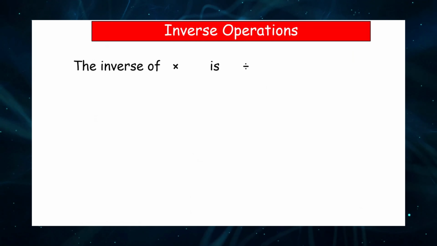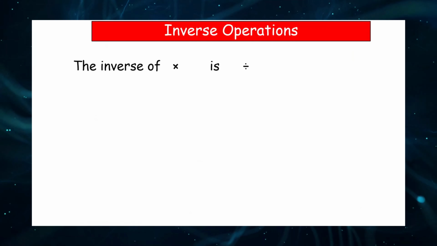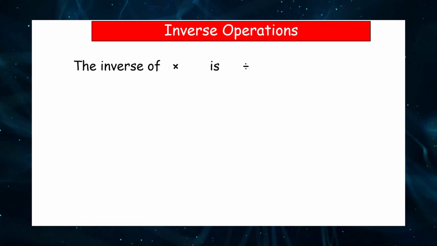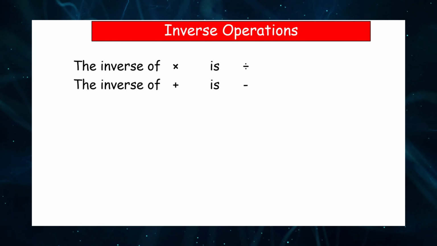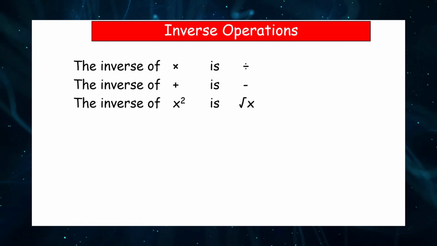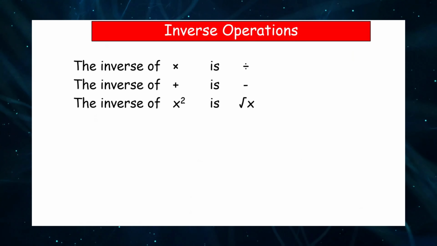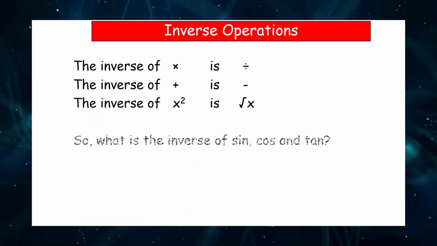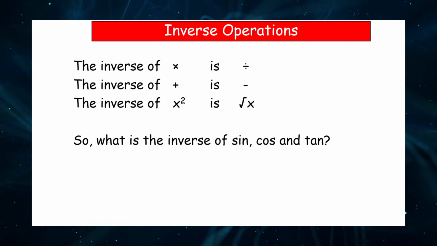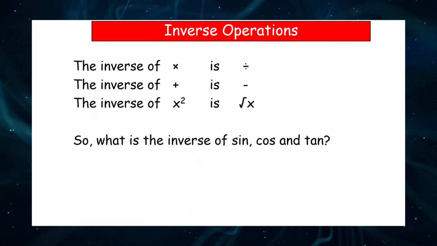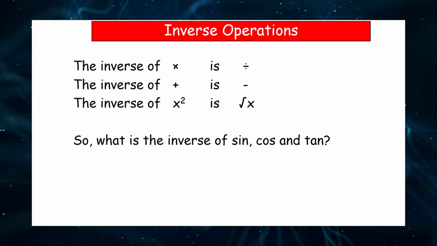So we know inverse speaks of opposite. So simple ones: the inverse of multiplication is division. The inverse of addition is subtraction. The inverse of squaring is a square root. So then, what is the inverse of sine, cos, and tan? I bet you didn't know that they also have inverses. Well done. So this is where we are now going to focus on our calculator again.